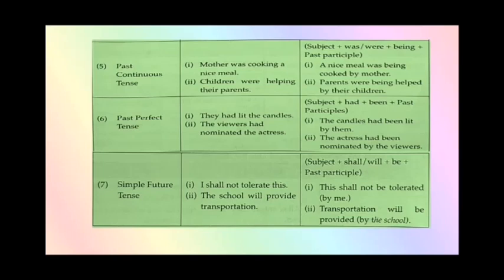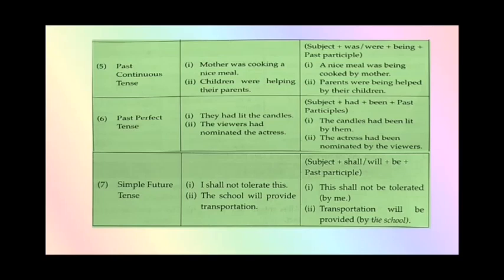Next is simple future tense. In active voice, the sentence is, I shall not tolerate this. So, in order to change into a passive voice, the rule for this tense is subject plus shall or will plus be plus past participle. So, the first sentence in the passive voice: this shall not be tolerated by me.